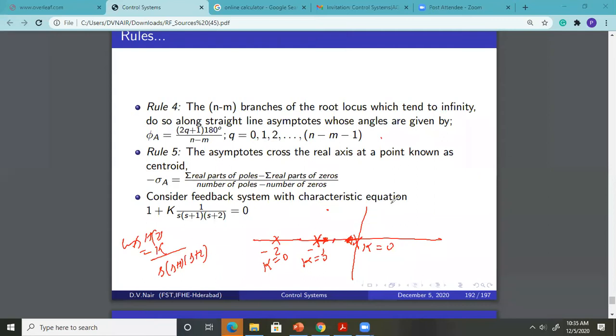Okay, let us plot this here itself. One minute. So how many asymptotes will be here? There will be three asymptotes. Yes, sir. What will be the angle given by?